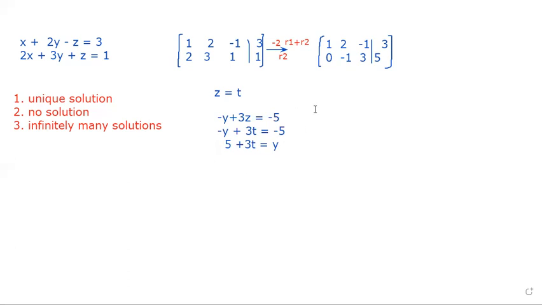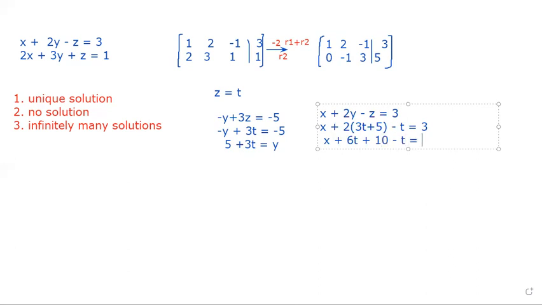Now, since we've used back substitution, we want to continue and go forward. Let's look at our top equation. That's going to be x plus 2y minus z is equal to 3. We know that z is equal to t, so we want x plus 2 times, I'm going to put 3t plus 5. If you put 5 plus 3t, it is the same thing. Minus t is equal to 3. I'm just going to go step by step so we can actually see this. After we distribute, x plus 6t plus 10 minus t is equal to 3.